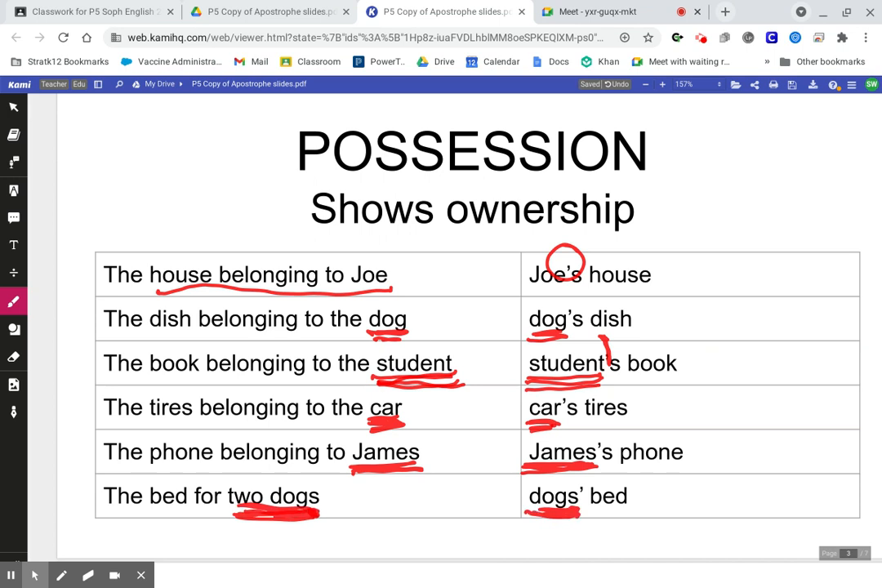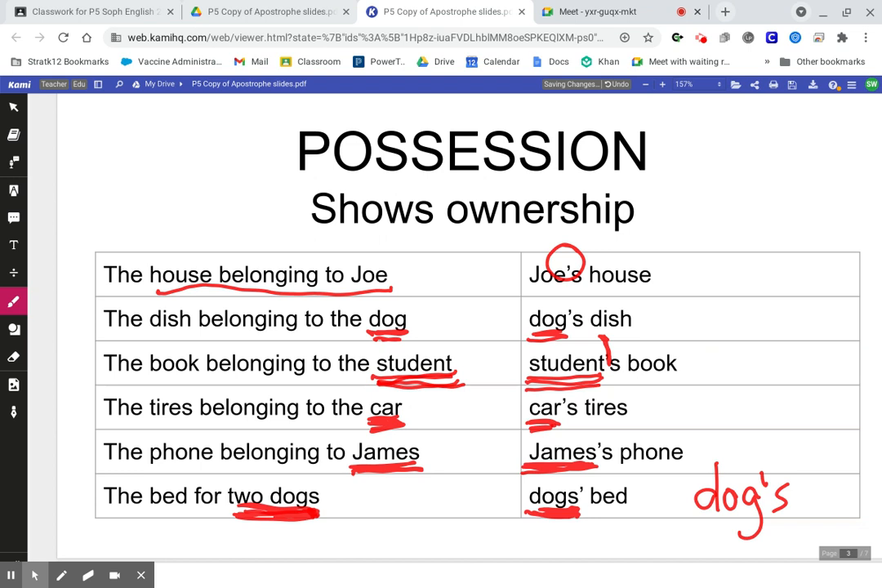Because that's the owner. So all you have to do is figure out who the owner is. The owner is two dogs. So the apostrophe goes after dogs. And notice you're not going to say dogs' bed. You're going to say the dog's bed, which sounds exactly like one dog. Dog's bed. So two dogs owning one bed sounds exactly like one dog owning one bed.